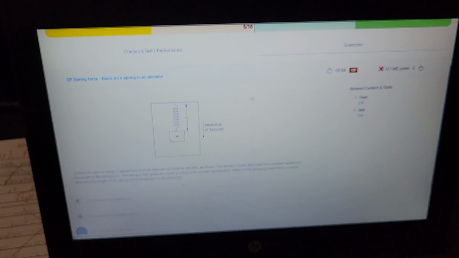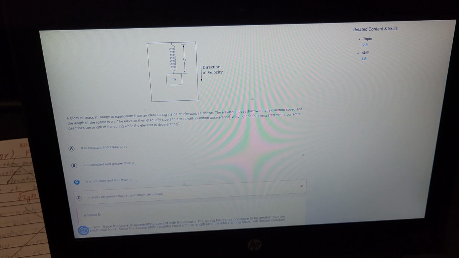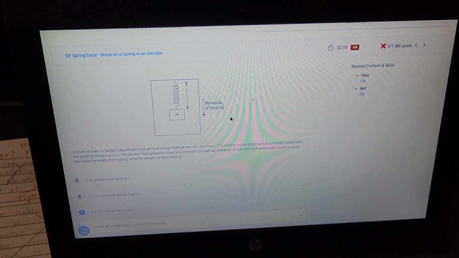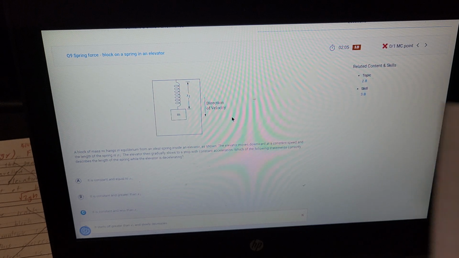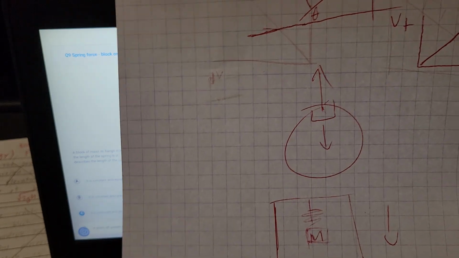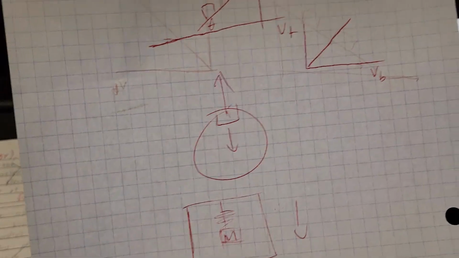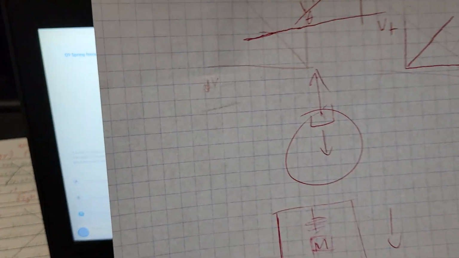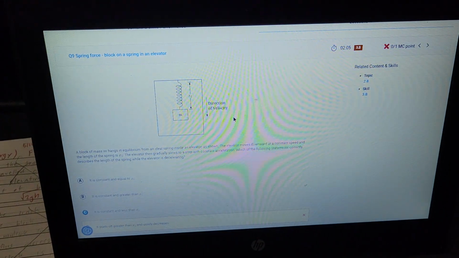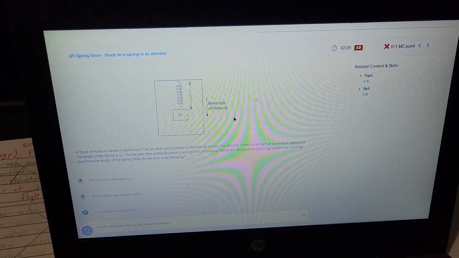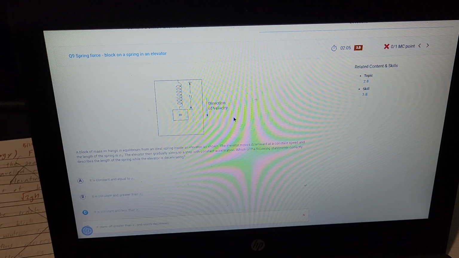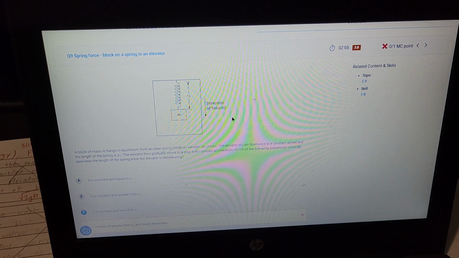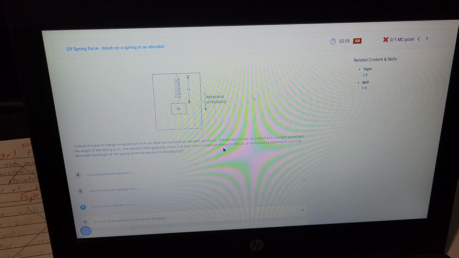The next one was the elevator. Okay, let's see. If the elevator is going down at a constant velocity, and the block of mass is hanging in equilibrium, as it gradually slows down, the elevator is going to have an upwards acceleration, upwards force. So it's going to pull on the string, therefore stretching the spring out. So x2 would be greater than x1.